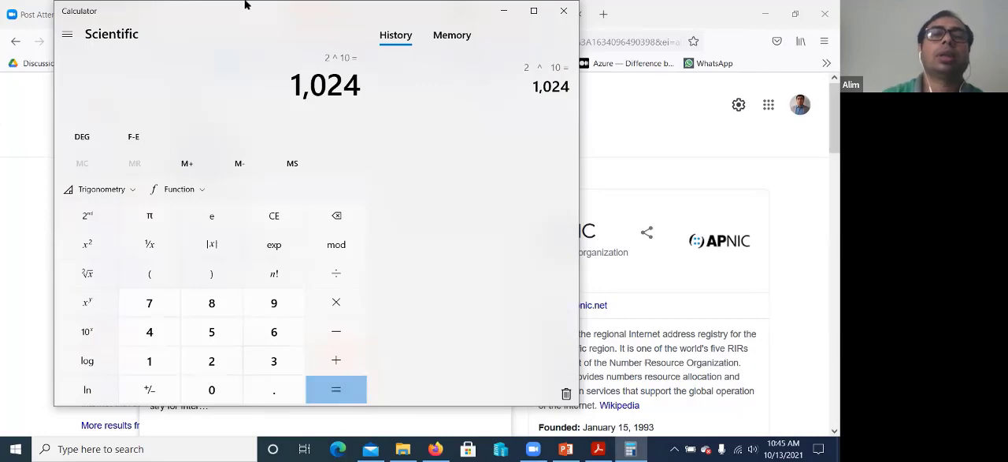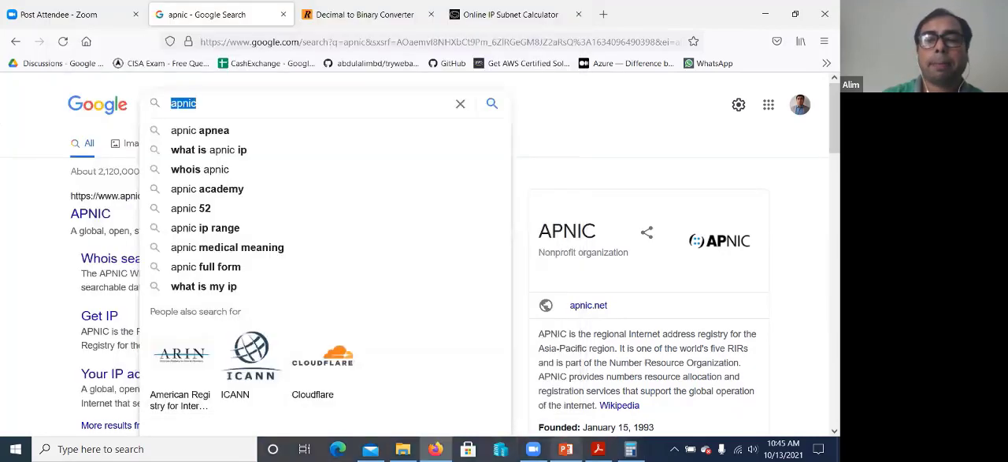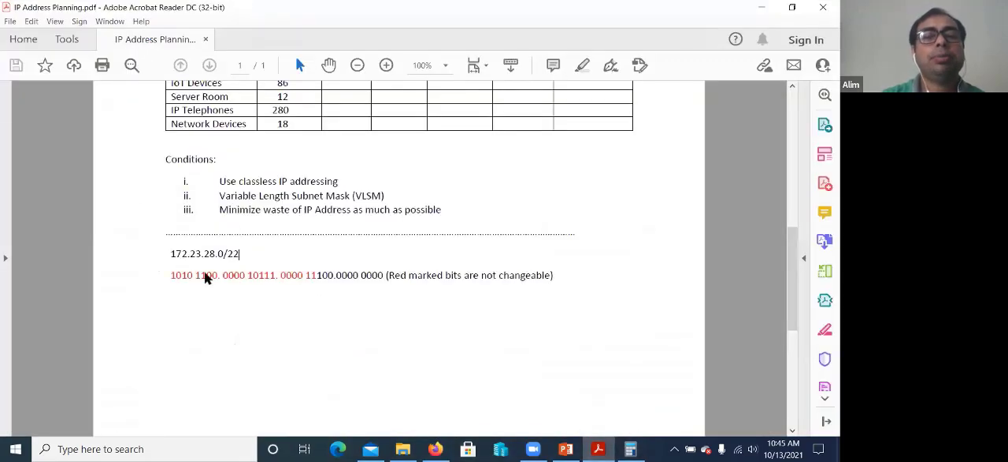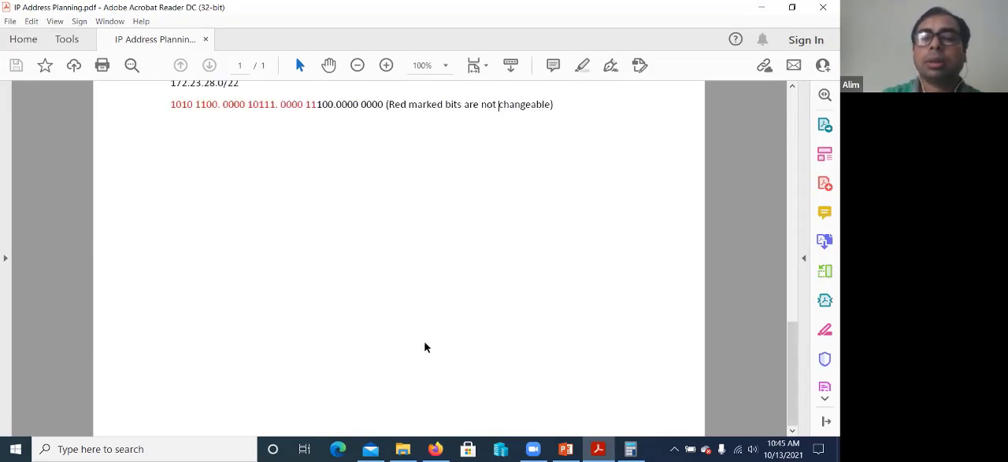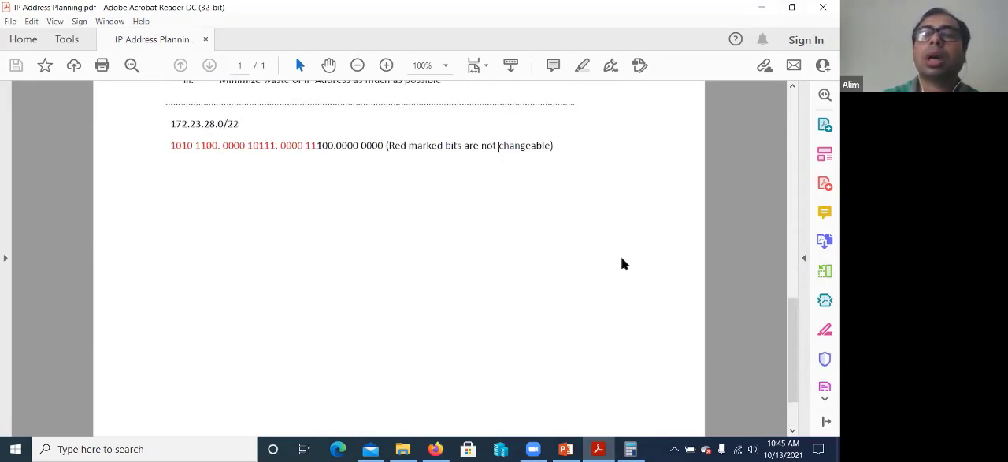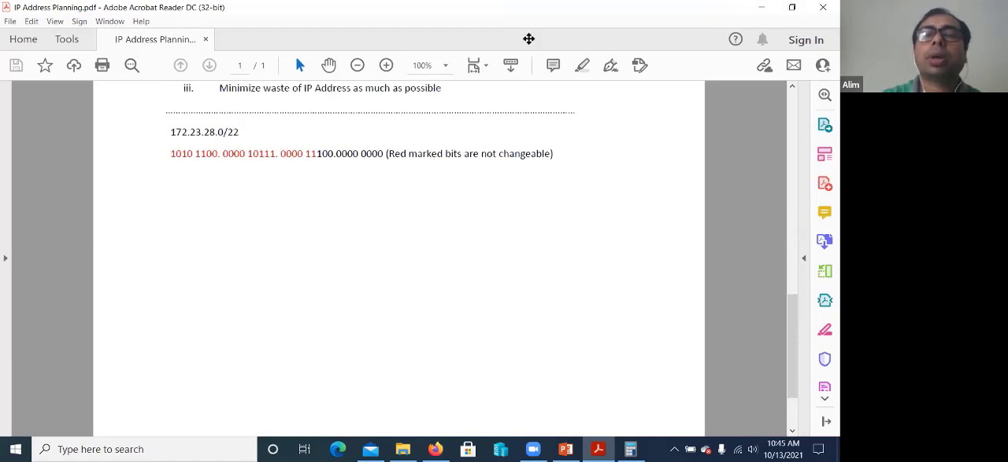Okay, that is with 1024. If we use this network address to assign, what will be the IP addresses? Okay, let's go to the whiteboard.